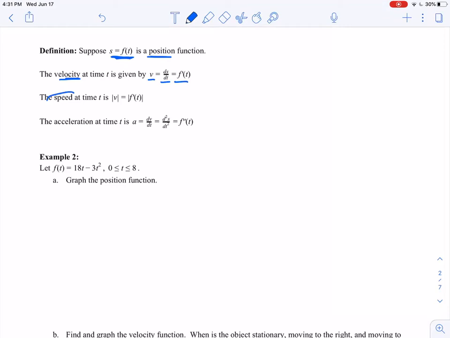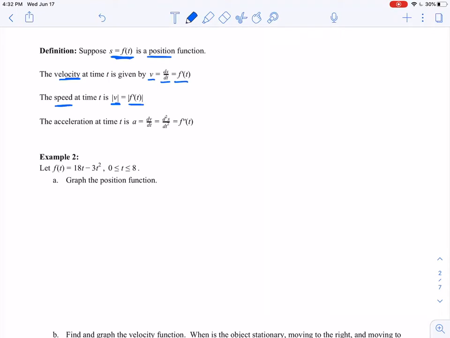Speed is a little bit different. It's related to velocity, but in a slightly different way. When we talk about speed, it cannot be negative. Velocity, on the other hand, can be negative. So speed at time t is just the absolute value of velocity, or the absolute value of the derivative of your position function. So speed is just how fast are you going, regardless of what direction you're going. But velocity is a little bit more descriptive. Velocity is speed with direction.